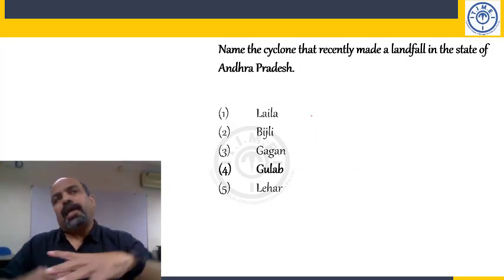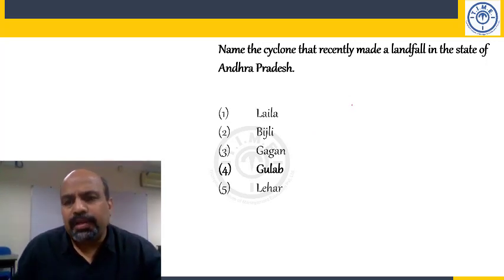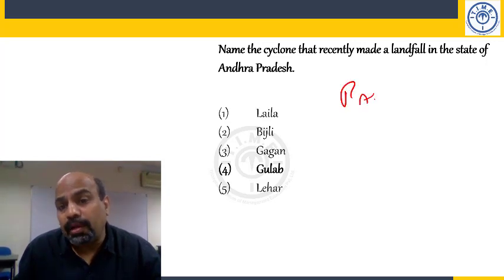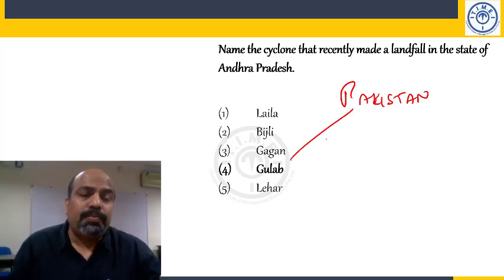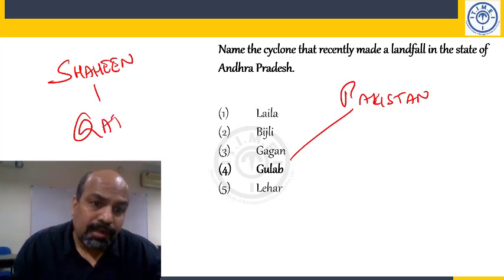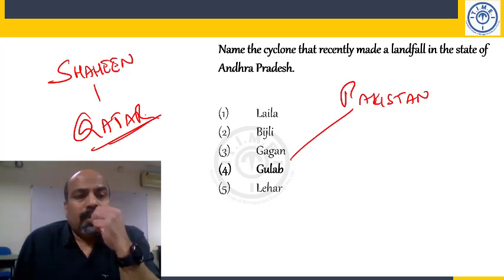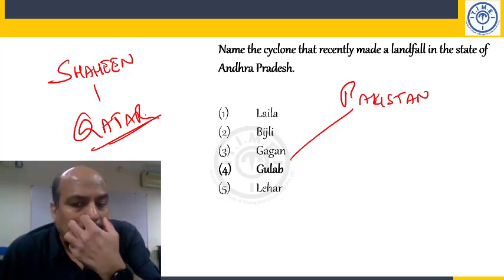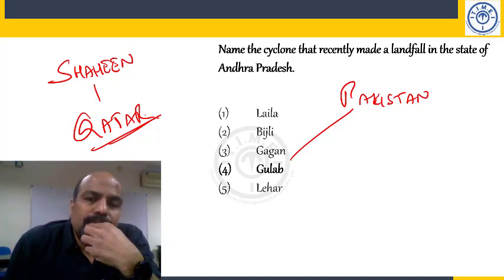Gulab. And see, these cyclones are given names by 8 different countries. They take turns to name them. Gulab was given, if I'm not wrong, Pakistan. Gulab was a name given by Pakistan. Okay. So Gulab, Pakistan. And the next one will be called, if again I'm not wrong, Shaheen. Next Tufan will be called Shaheen, and the name comes from Qatar. All these Arabian Sea, Bay of Bengal, countries.